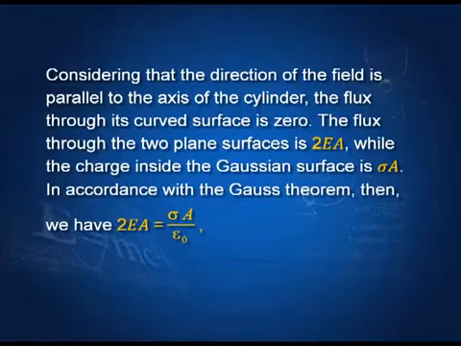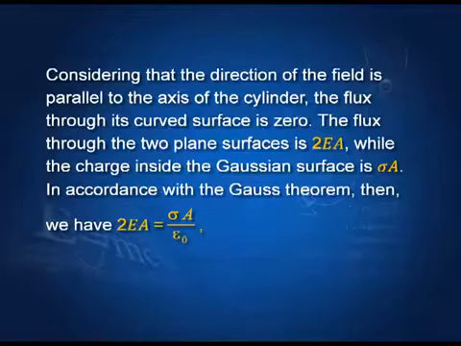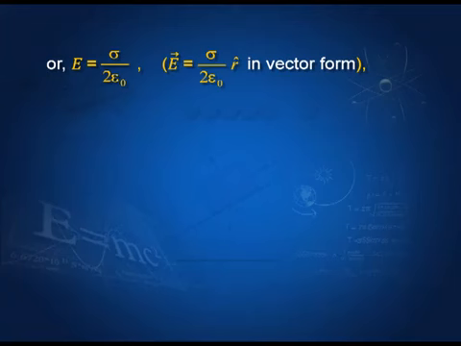Therefore, the flux is 2 times E A, which is equal to sigma A by epsilon 0. The flux through the two plane surfaces is 2 E A, E is normal, therefore, E times the area, and the charge on area A is sigma A, q by epsilon 0. So, we will have 2 E A equal to sigma A by epsilon 0. That is the Gauss theorem, and from this we find field. Field is sigma by 2 epsilon 0.